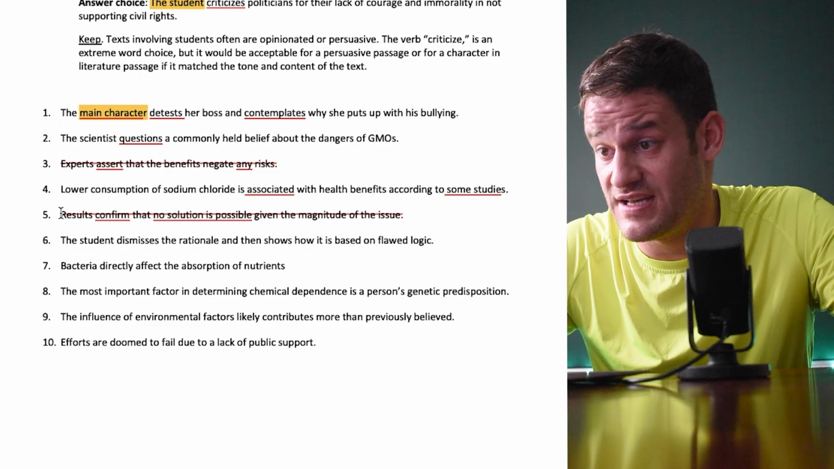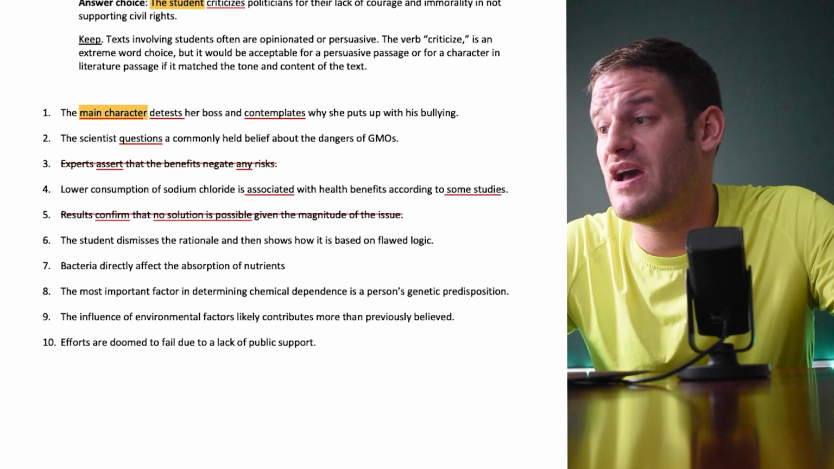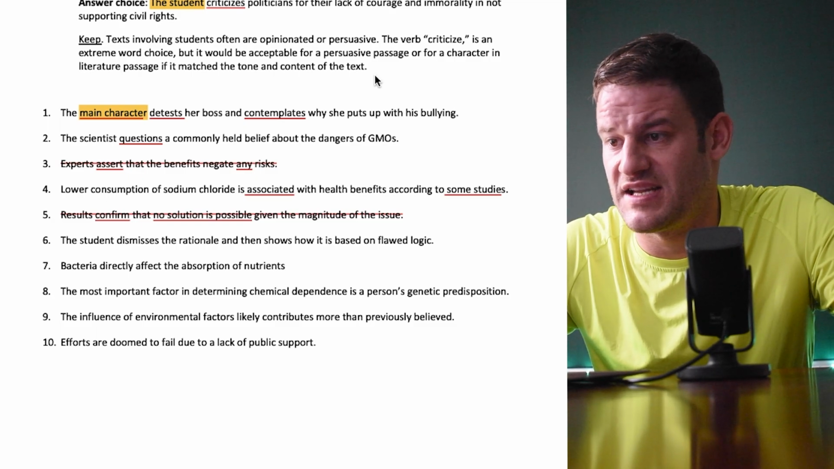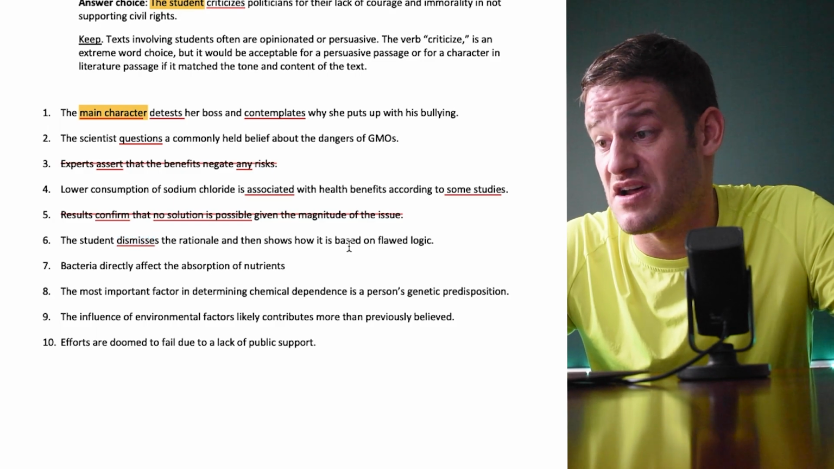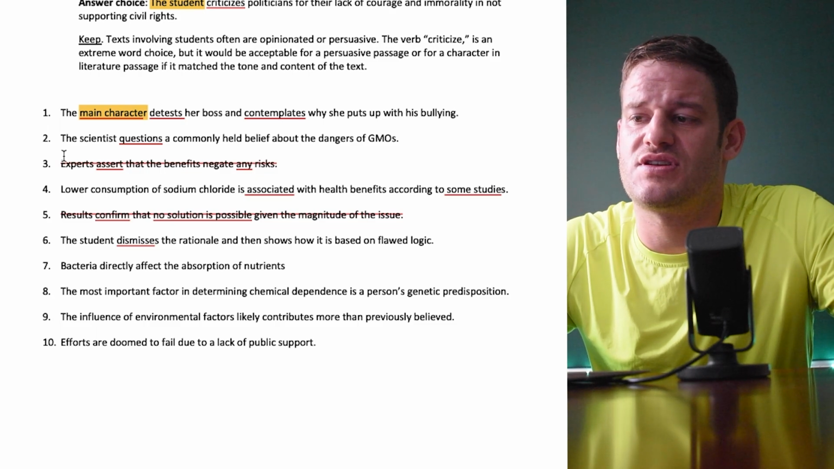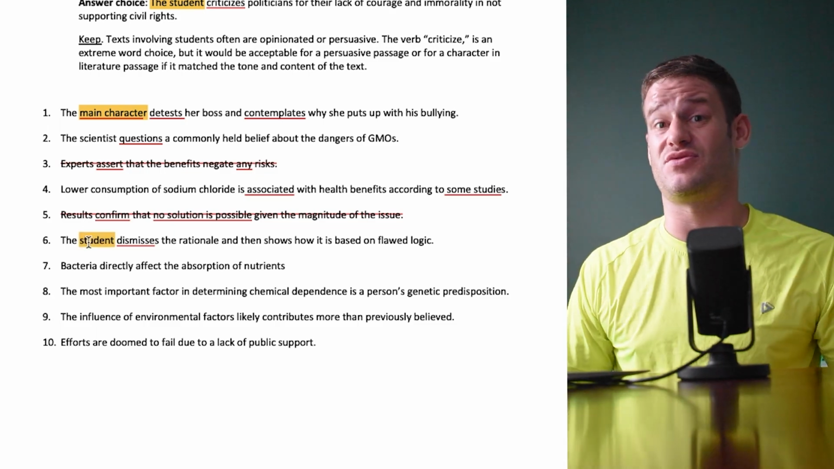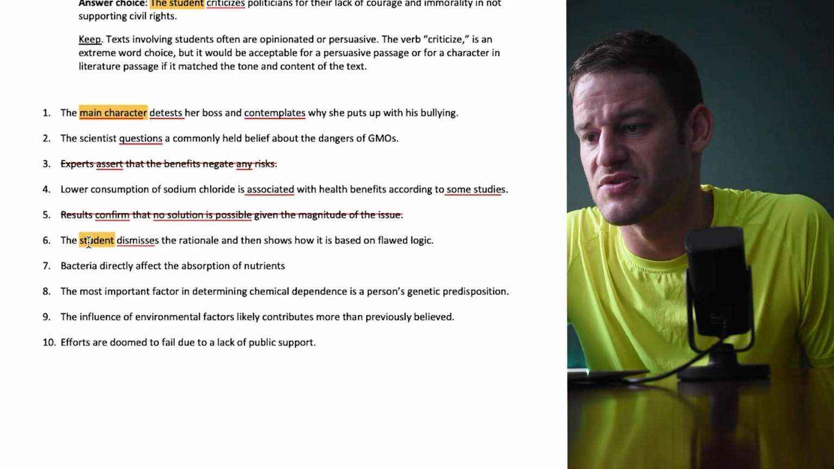All right, number six, the student dismisses the rationale and then shows how it is based on flawed logic. Okay, we have a slightly extreme kind of sentiment here. Dismisses and then shows how it's based on flawed logic. But once again, it is a student, right? And a lot of times those text passages about students are expressing some sort of opinion. So yeah, we could potentially keep number six.